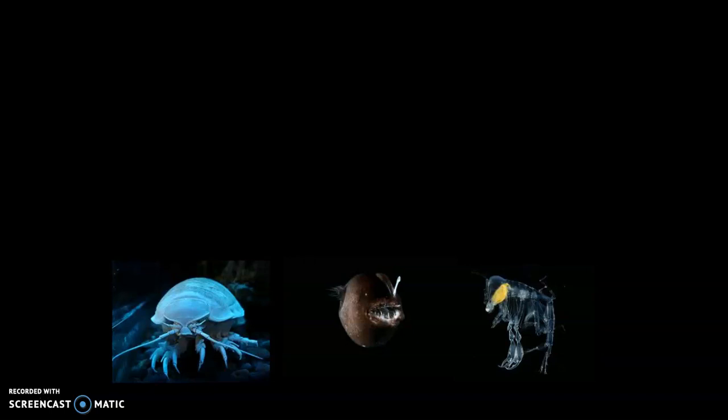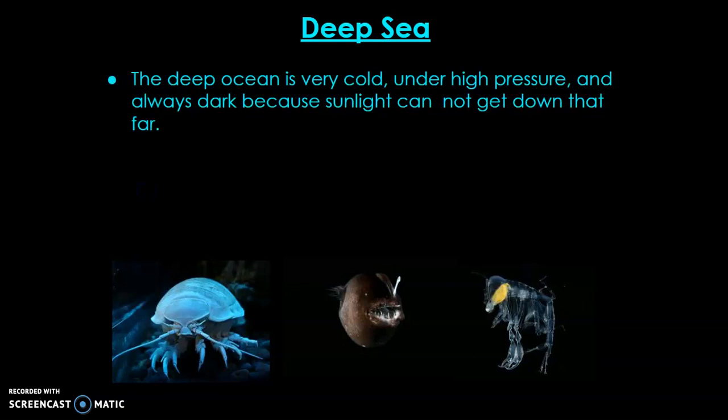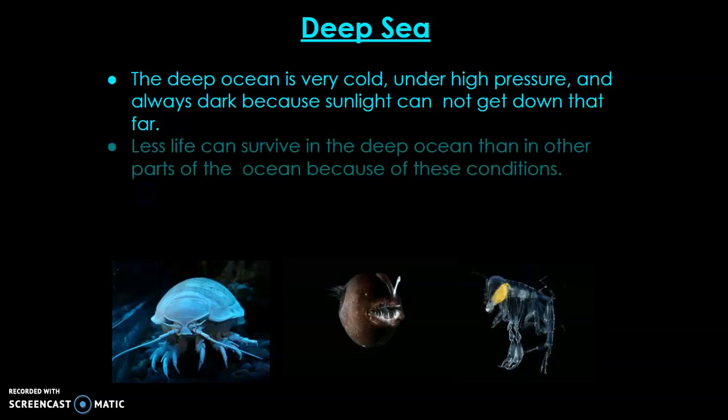Moving on to the deep ocean. So the deep ocean is very cold, under high pressure, and always dark because sunlight cannot get down that far. That is your very first bullet point there. Next bullet point is less life can survive in the deep ocean. So less life can survive in the deep ocean.